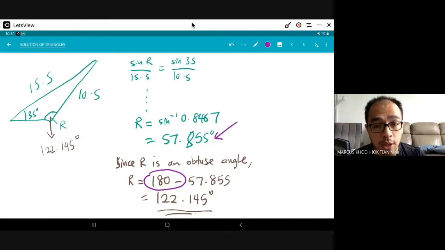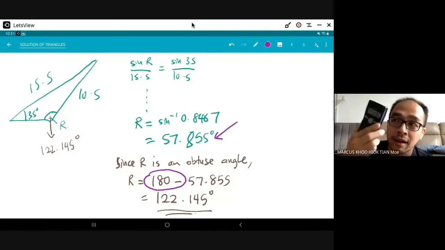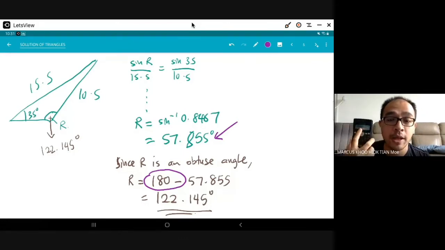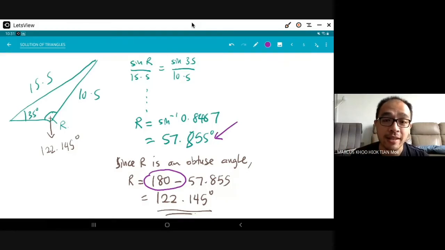If it is obtuse, then I must do one extra step, which is 180 minus the calculator's answer. Because the calculator is not as smart as me. The calculator is not as smart as a human. I'm human, so I'm smarter than the calculator. So a human can find the obtuse angle. The calculator cannot. Make sure that you do this 180 degrees.